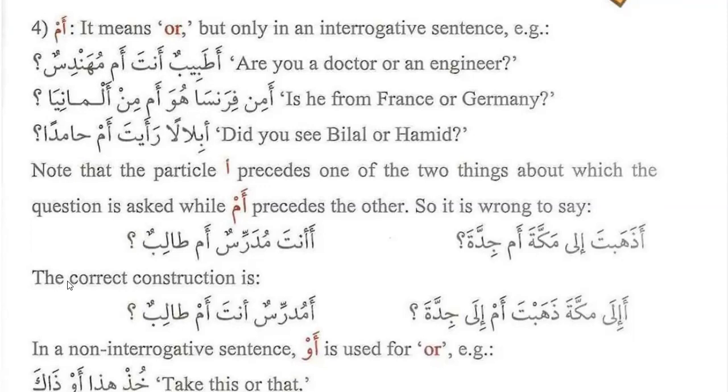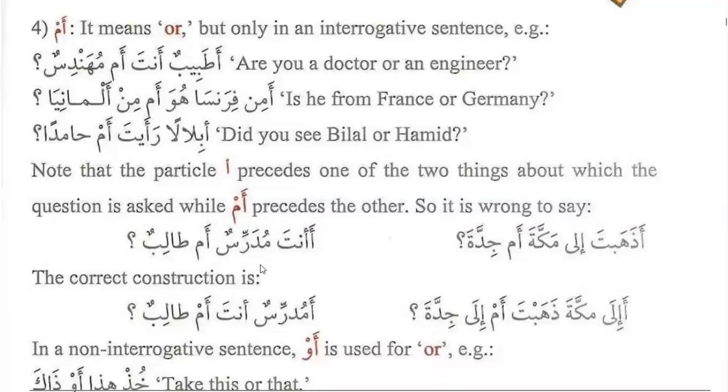So what are they telling you here? I didn't understand much. Did anyone understand this point? It means "or". So whenever we use "am" in the question, this means we are discussing two things. Okay. He's telling you that one thing will be attached to the word "am" and the other thing will be attached to the question particle hamza. Okay.